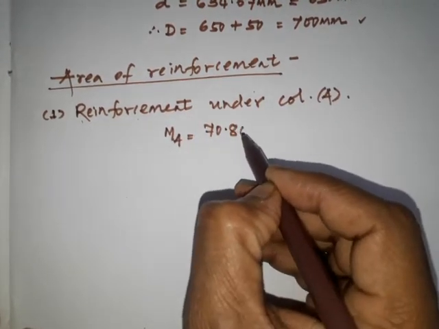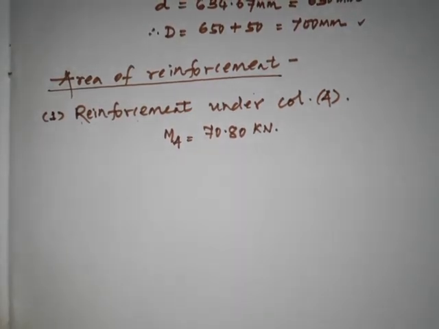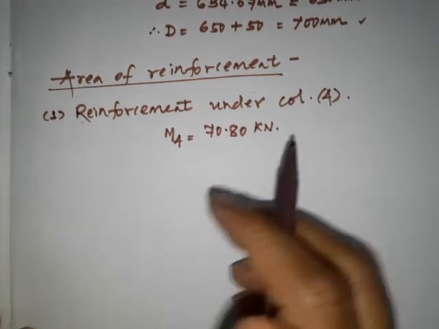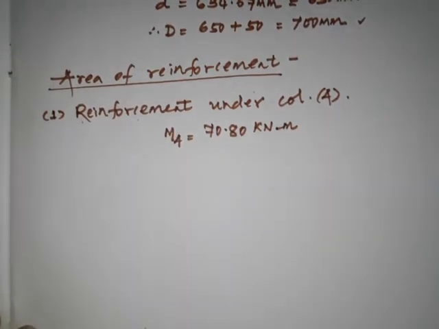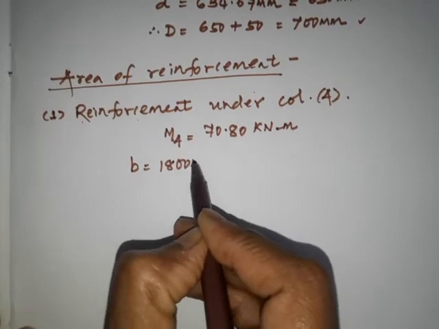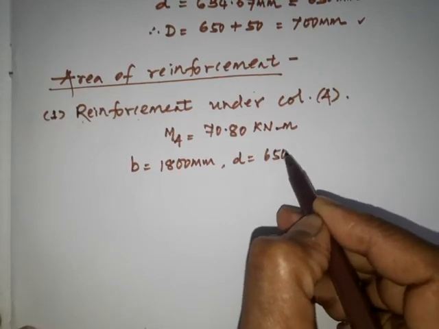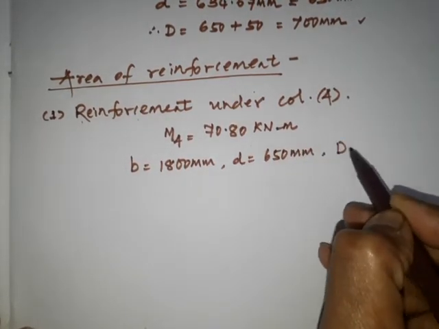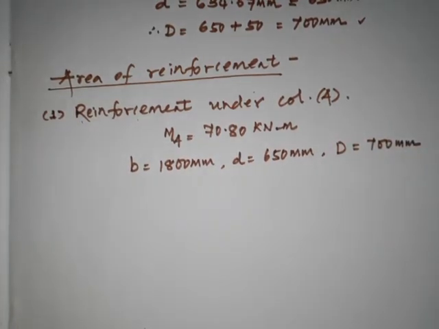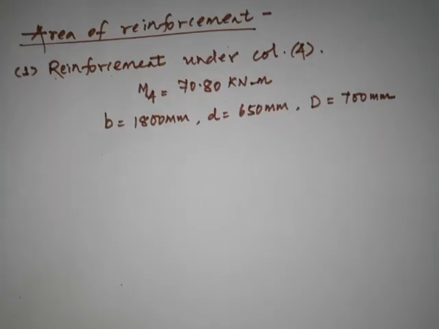We have got the moment under column A as 70.8 kilonewton meter in the bending moment diagram. And other data: B is equal to 1800, then the D is 650, and the total D is 700. These are the basic required data. So we will calculate the AST now.